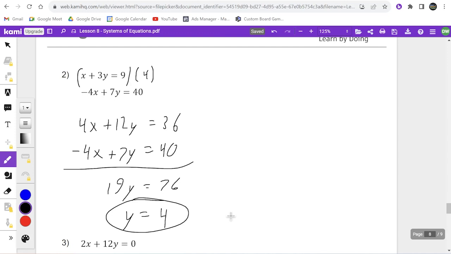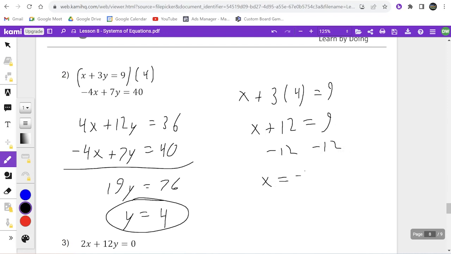And then again, if I want to solve for x, then all I'm going to do is say x plus 3y, and y is 4, equals 9. 3 times 4 is 12, so x plus 12 equals 9. Subtract 12 from both sides, x equals negative 3. And there's our answer. Any questions on that one?